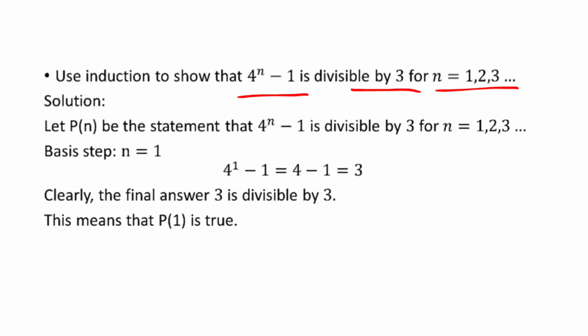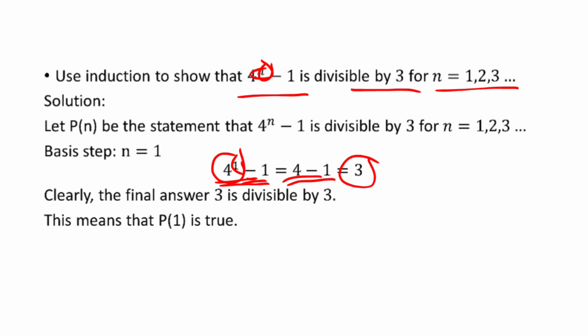So for n equal to 1, we have 4 to the power 1 minus 1, because the expression is 4 to the power n minus 1, right? Wherever there is n, you plug in 1. That's why you have 4 to the power 1 minus 1. And that's simply 4 minus 1, because 4 to the power 1 is 4. And if you subtract 1 from 4, what's that?